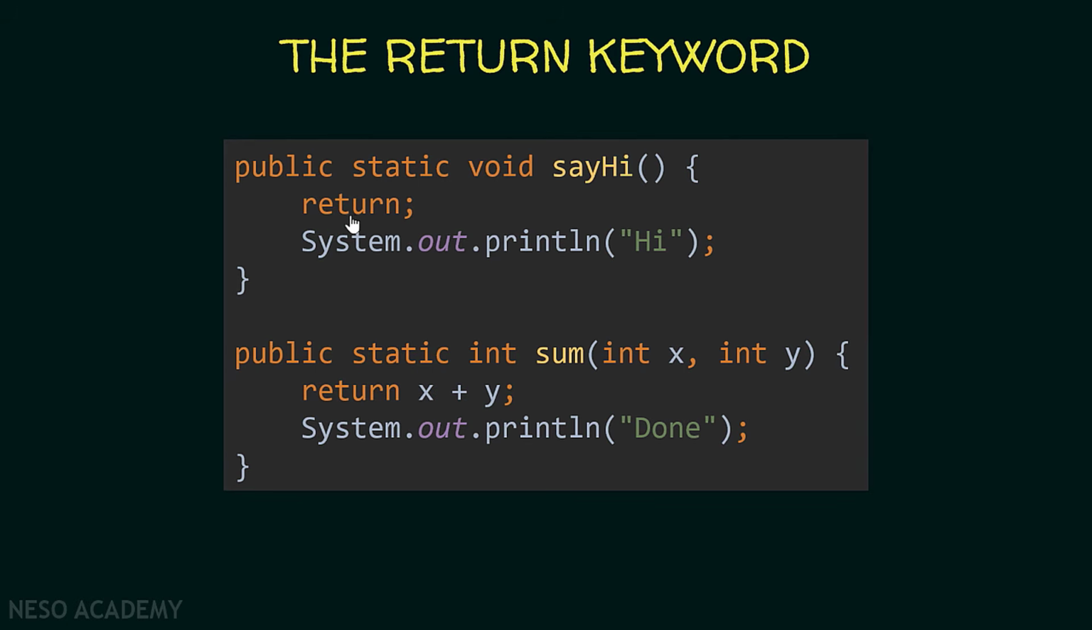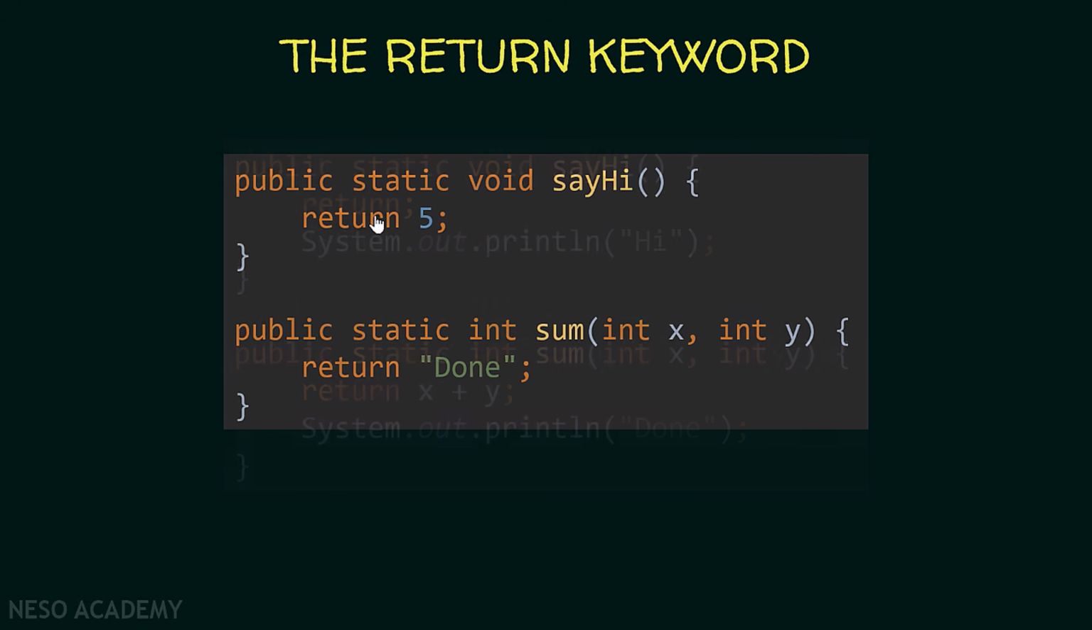Now you might ask, why would I want to use a return statement in a void method? Suppose that there is a condition and if this condition is true, you want to exit a void method. Then in this case, you will use the return keyword, okay?